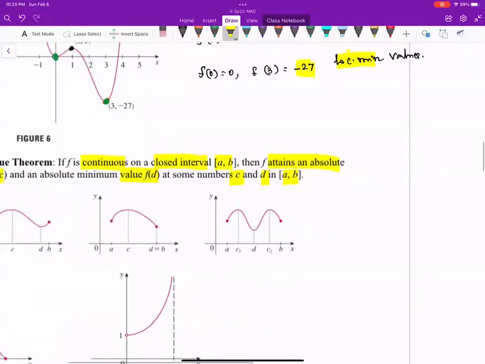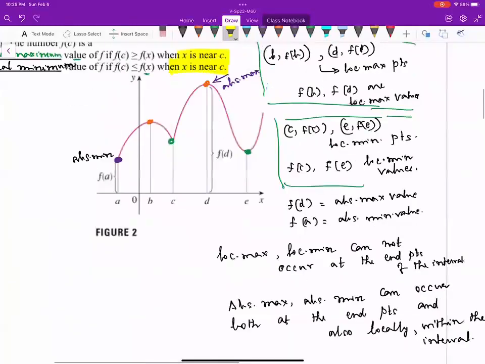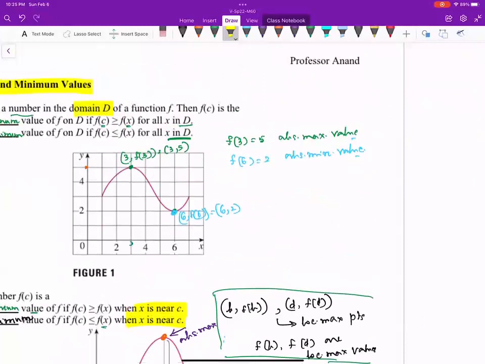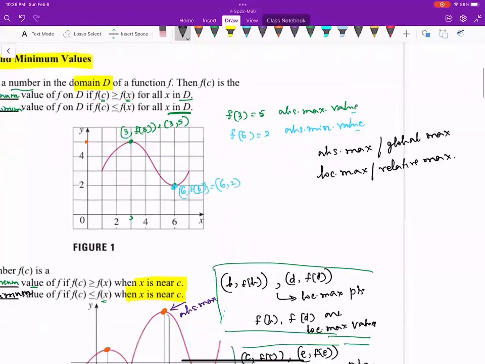Another word for absolute maximum, so let me mention that over here. Another word for absolute maximum is global maximum. So absolute maximum also means global maximum. Local maximum also means relative maximum. Same way, absolute minimum also means global minimum. Local minimum also means relative minimum. It's another terminology.